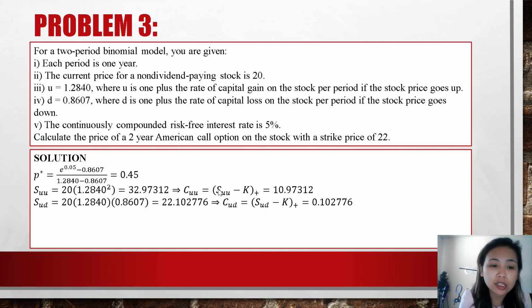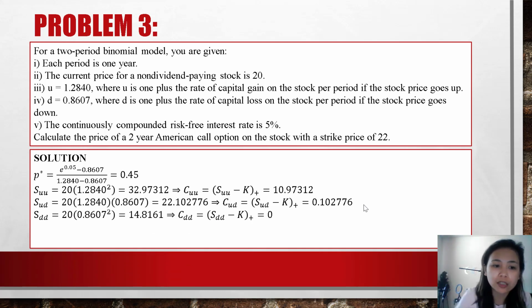So I take 20 times 1.2840 times 0.8607. I got 22.102776. So the payoff in this case, I take 22.102776, subtract 22, which is the strike. I got 0.102776. And similarly, I have S_DD is 0 because the stock price goes down 2 steps.